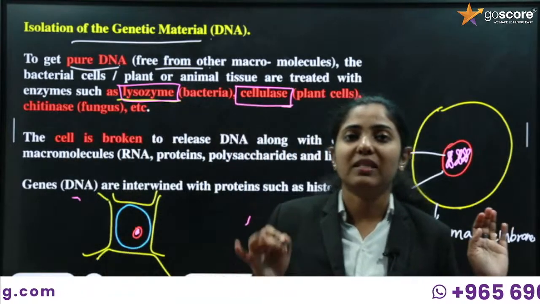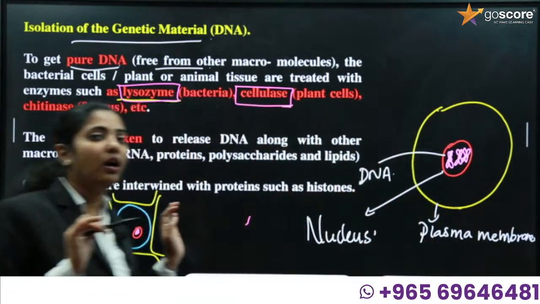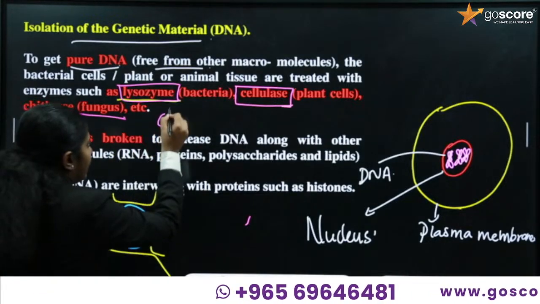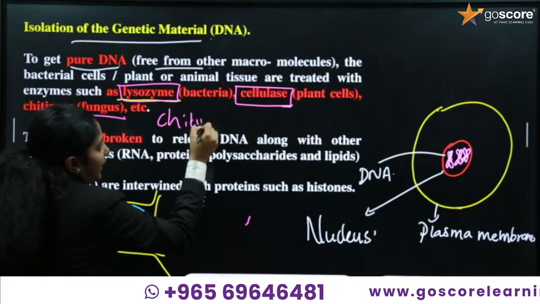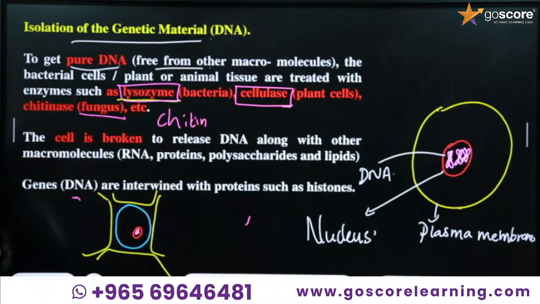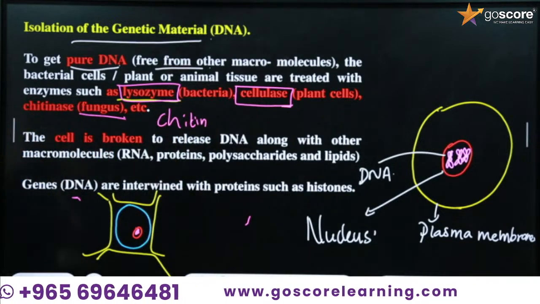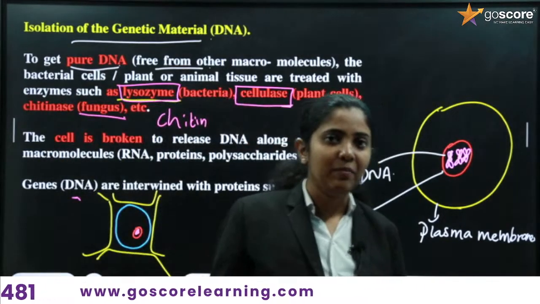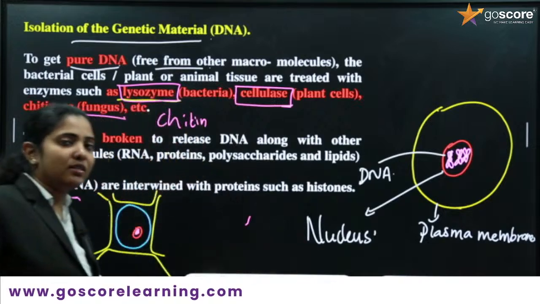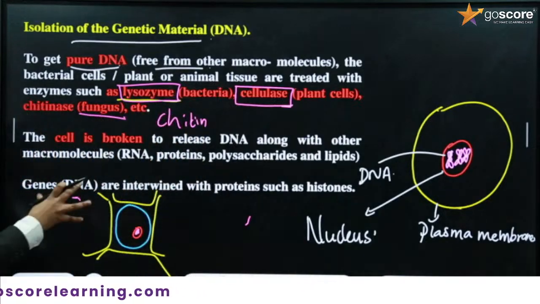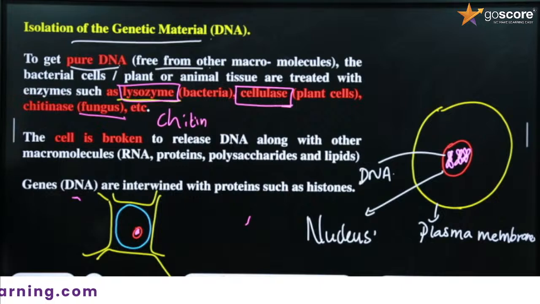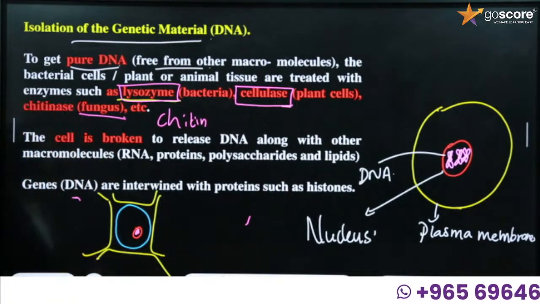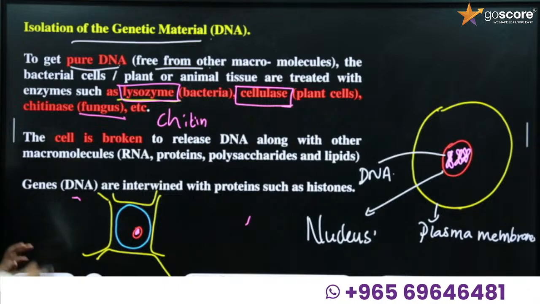Okay, what is the cell wall composition of fungi? It is chitin, right? Chitin. So we are using chitinase as the enzyme to remove the cell wall. Okay, clear, understood. So once the cell wall is removed, the other molecules will also be treated with different chemical molecules. Let's see what chemicals are used to take out the DNA from the cell.